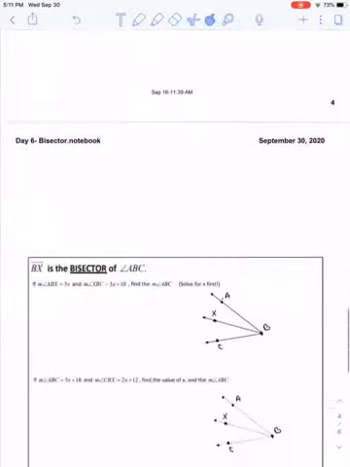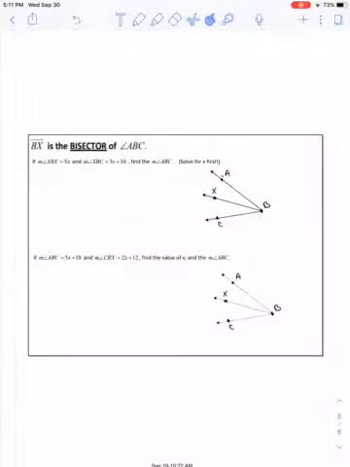So let's put that into a problem. BX is a bisector of angle ABC. So that means that this angle is going to be equal to that angle. And if you look, that means congruent, okay? Those marks mean congruent angles. So ABX is 5x, and XBC is 3x plus 10.